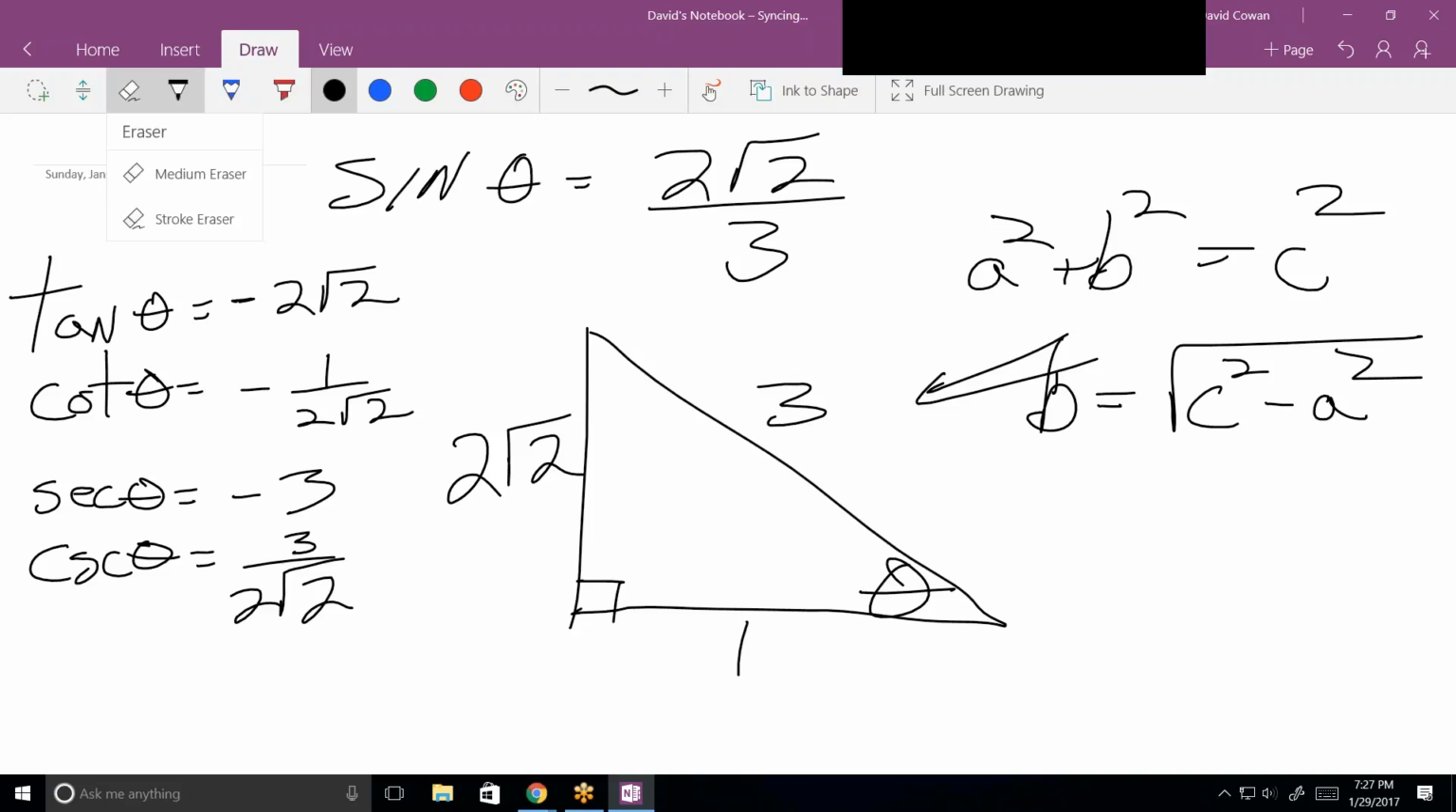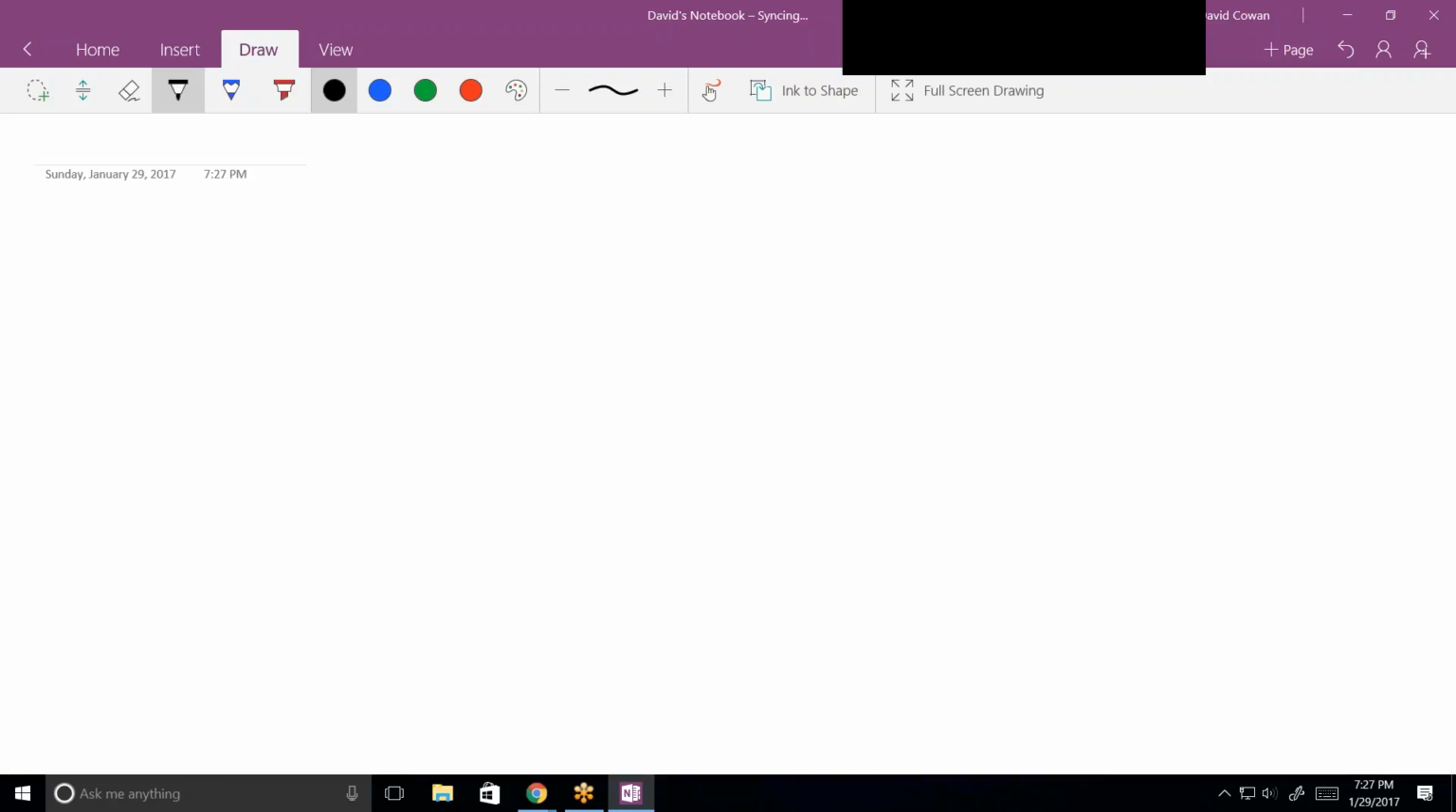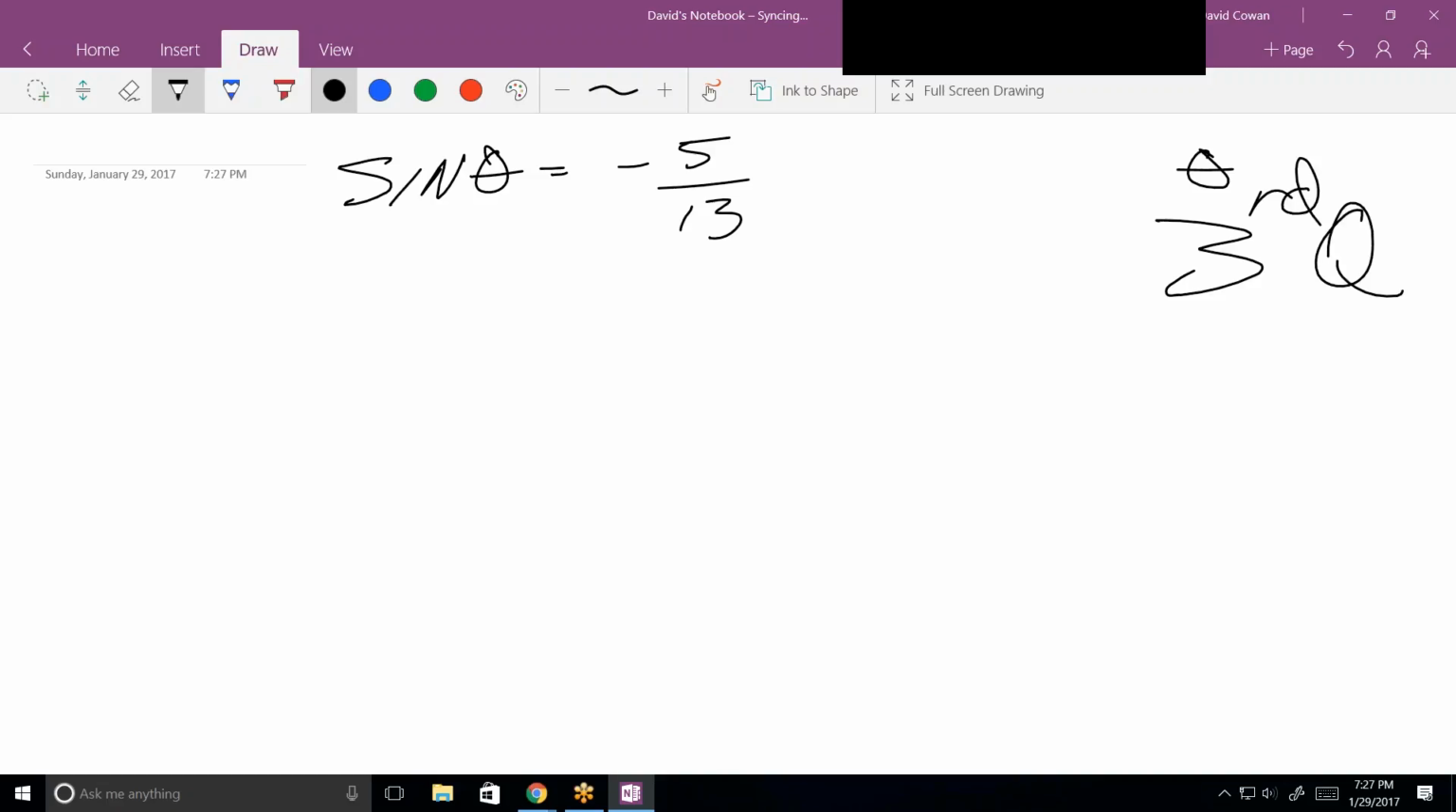All right. What else? So next one, same thing, but sine of theta is negative 5 over 13. And it doesn't give cosine, it just states that theta is in the third quadrant. Okay. We'll just put a big third quadrant up there. Okay, tell me what to do.